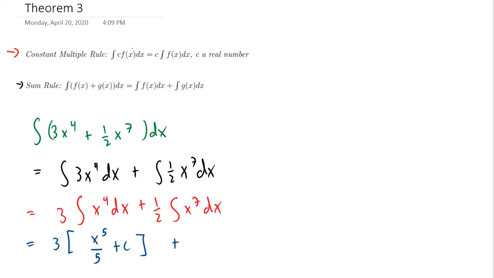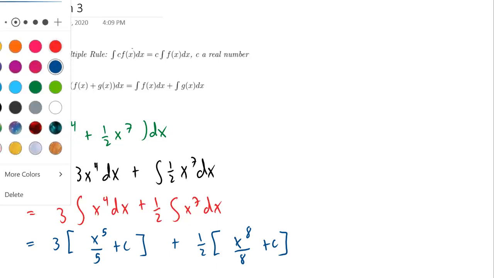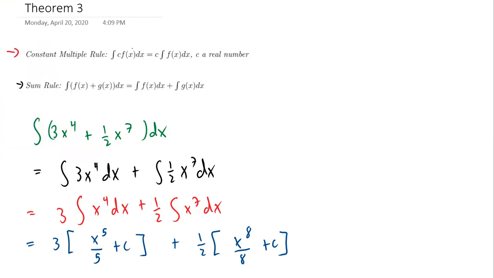For the second one, we can do the same trick, right? The same shortcut. Add 1 to the exponent, divide by the new exponent, and add c. Now, this is the answer, but we can simplify it one more step. So what is that one extra step?